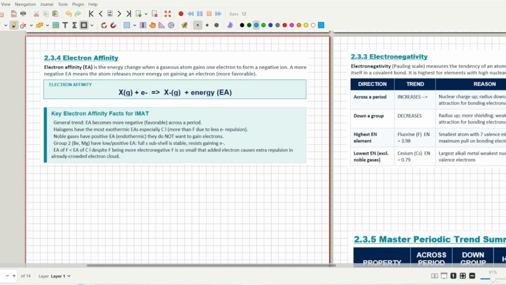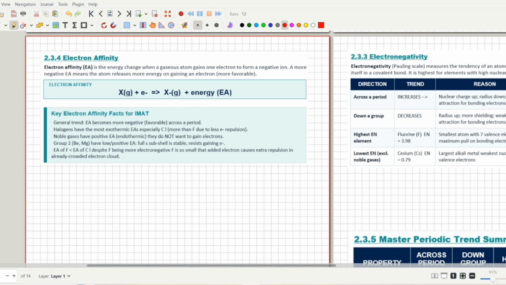What is electron affinity? Electron affinity is the energy for an atom to gain one electron. In ionization energy, we lose an electron, while in electron affinity we are gaining one electron, and it will form a negative ion, and it is also for a gaseous atom. So first of all, just like ionization energy, let's write down the properties for electron affinity.